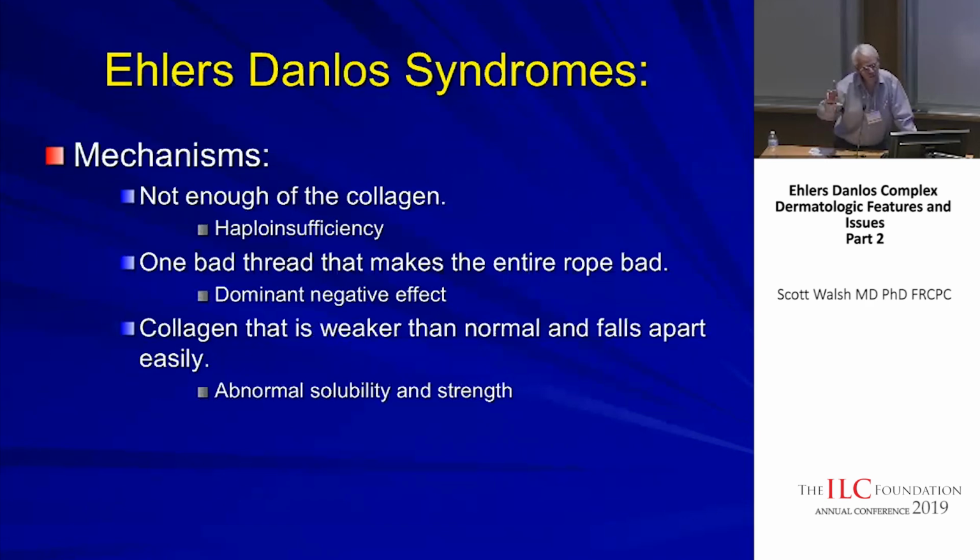Collagen is 3 molecules together making a fibril of collagen. And although the 3 molecules could be different, if one of them's bad, it makes the whole rope bad. And then there's a whole bunch of ways that collagen is processed to make it strong. So any one of those proteins not working properly means the collagen could be weak and could fall apart more easily.